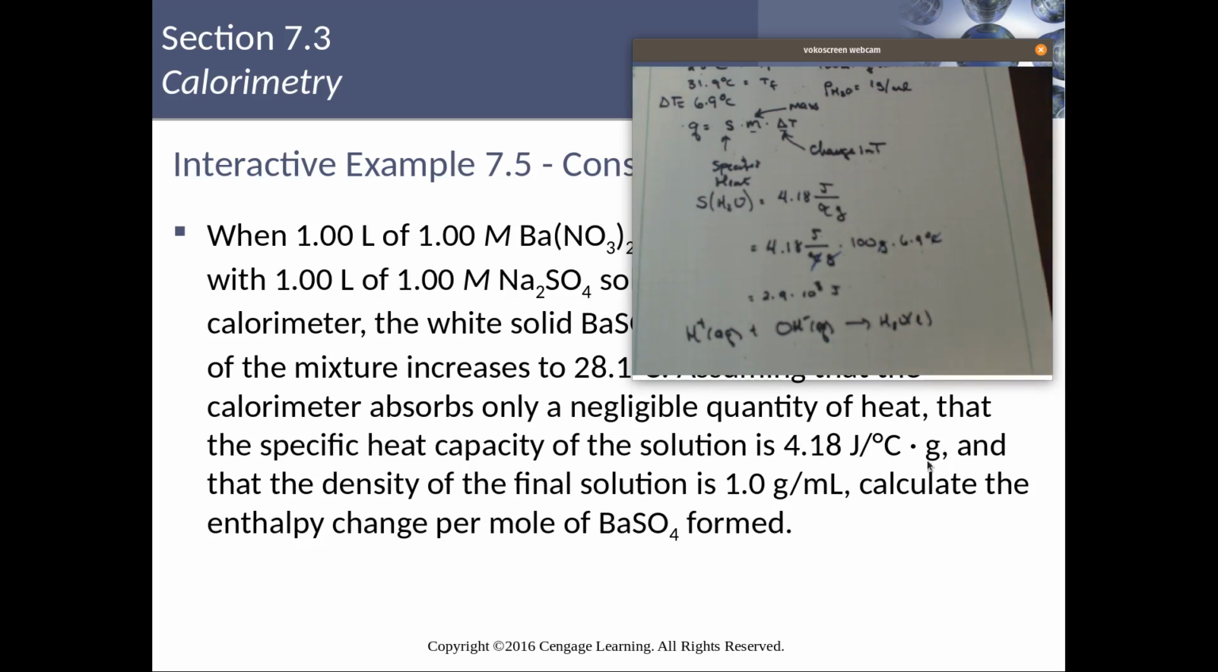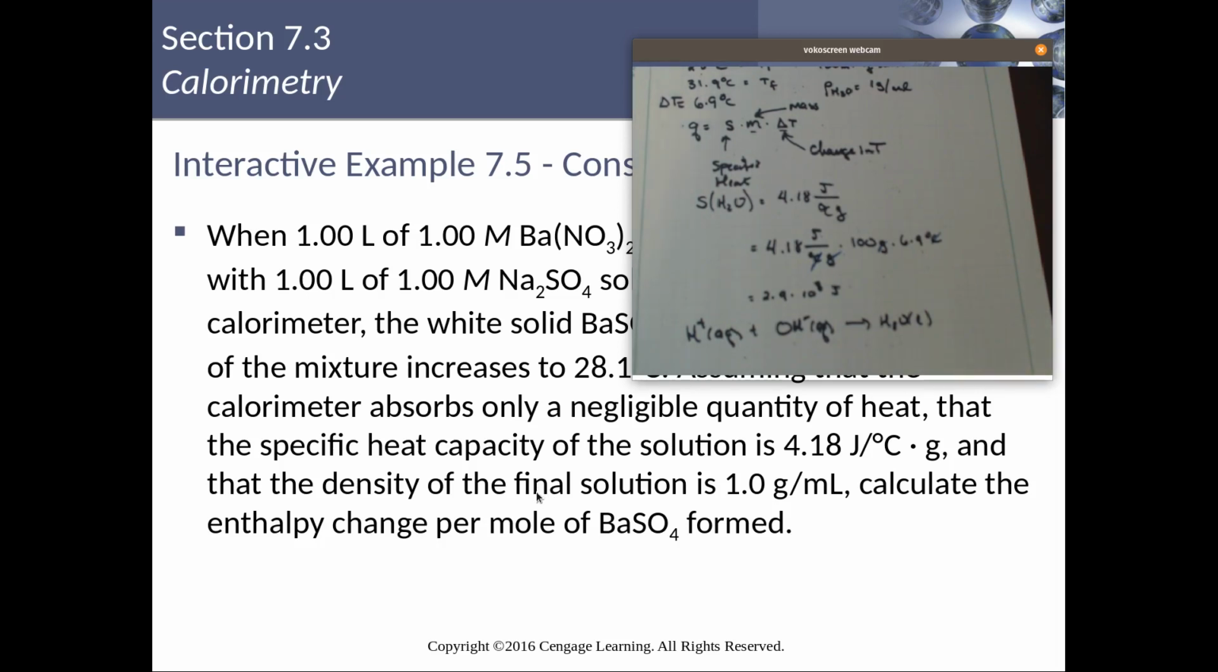The specific heat of water is 4.18 joules per degree Celsius per gram, and the final solution is treated as water, because everything is done mostly as a water-based experiment. This is the density of water, and everything else we take to be negligible. If we were to do a more careful experiment, we would not take those to be negligible. We would have to be very careful in the way we do this.